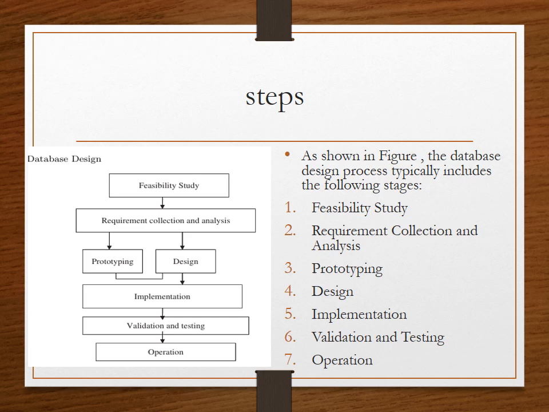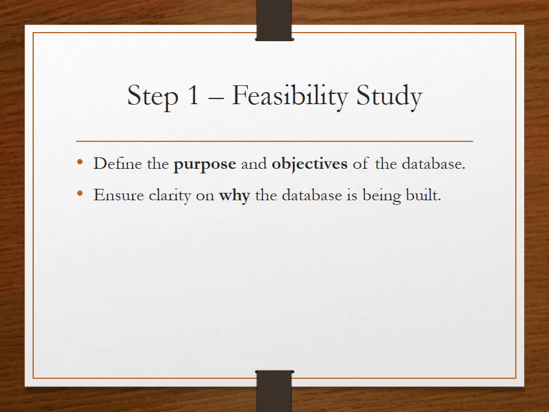Next, relational database design steps. The steps in the database design process are shown in the figure. First one is feasibility study, second is requirement collection and analysis. Third one is prototyping. Fourth one is design. Fifth one is implementation. Sixth one is validation and testing. And seventh one is operations.